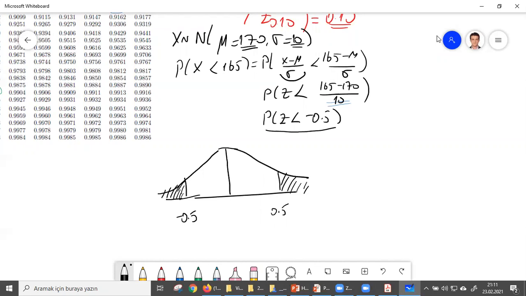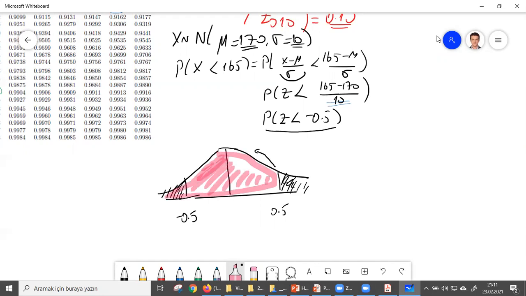Then, in order to find this, if I find the area to the left of this part, I can subtract it from 1 and find this shaded region. So I can find this pink region, let's say.